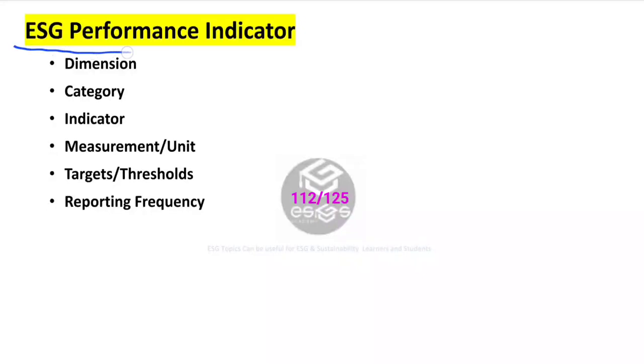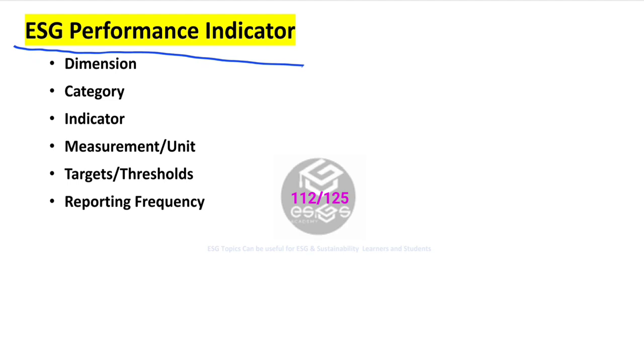So let us start our new topic called ESG performance indicators. Creating any ESG performance indicator table involves selecting relevant metrics across each ESG dimension to assess and monitor an organization's sustainability performance. Also, we are going to see examples here and what we include in the ESG performance indicator tables. Okay, we will talk about the potential examples of ESG performance indicators.